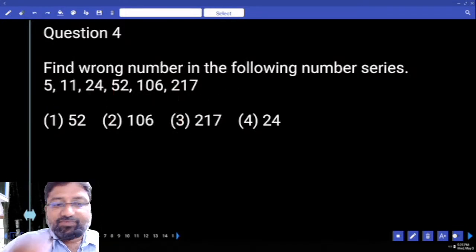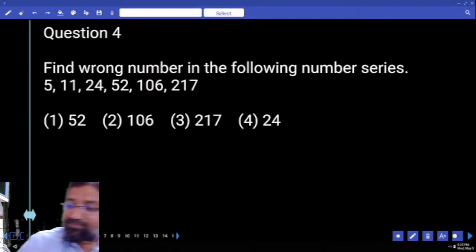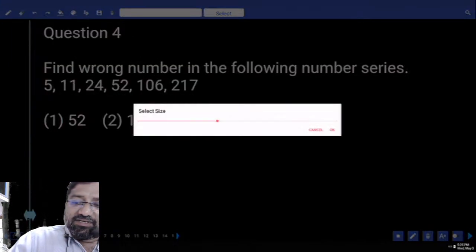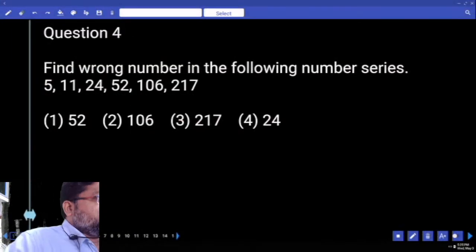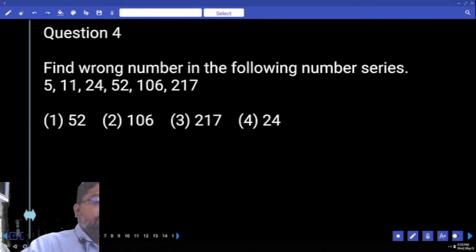Fourth question. We have to solve this question, which is based on number series. Can you say what's happening here? Is it huge increase or gradual increase? Gradual increase, mostly we will tend to go for difference. But if you observe carefully, every number is almost 2 times of the previous number.